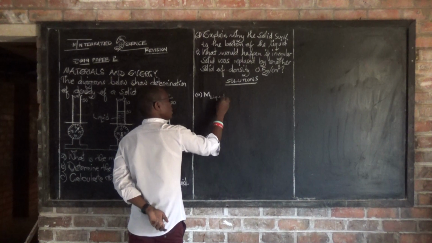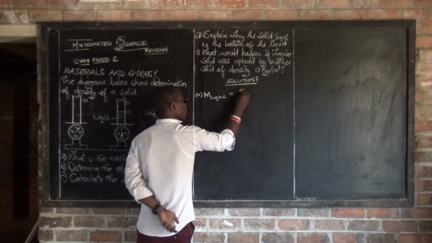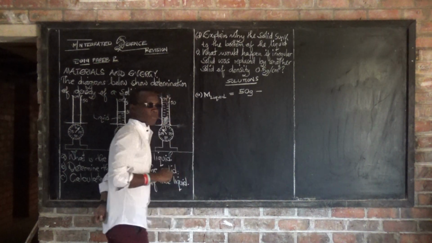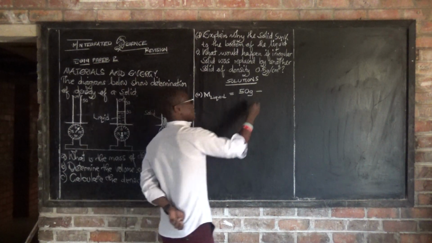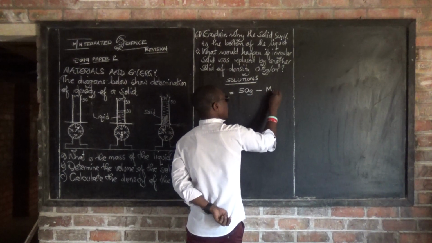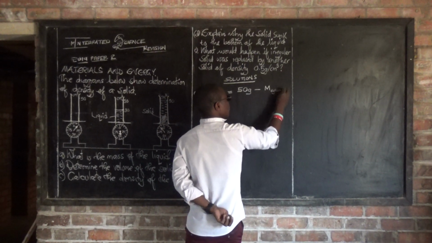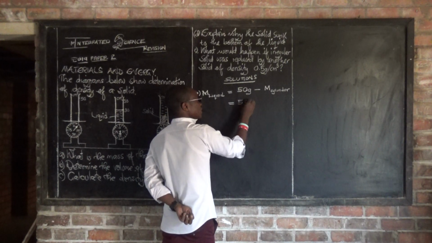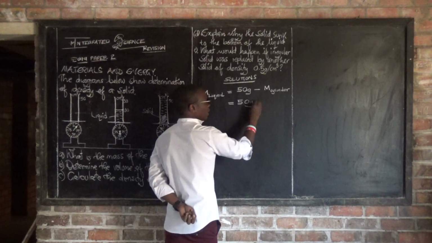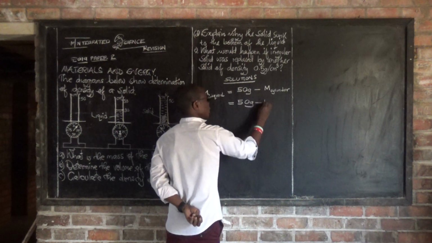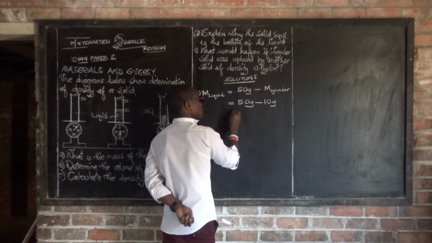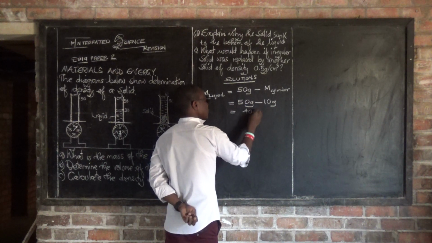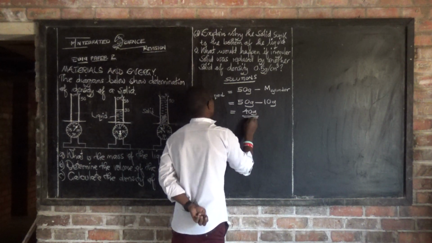Mass of the liquid is equal to the total mass, 50 grams, minus mass of the cylinder, which is the empty cylinder. The total mass is 50 grams, minus the mass of the cylinder, which is 10 grams. So 50 grams minus 10 grams gets 40 grams. So 40 grams is the mass of the liquid.